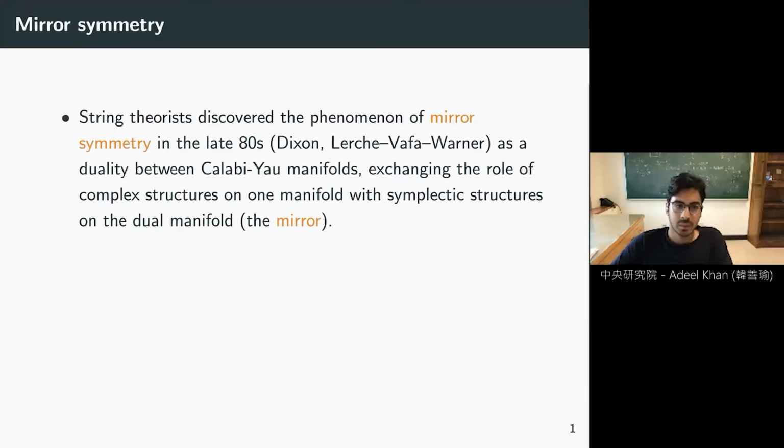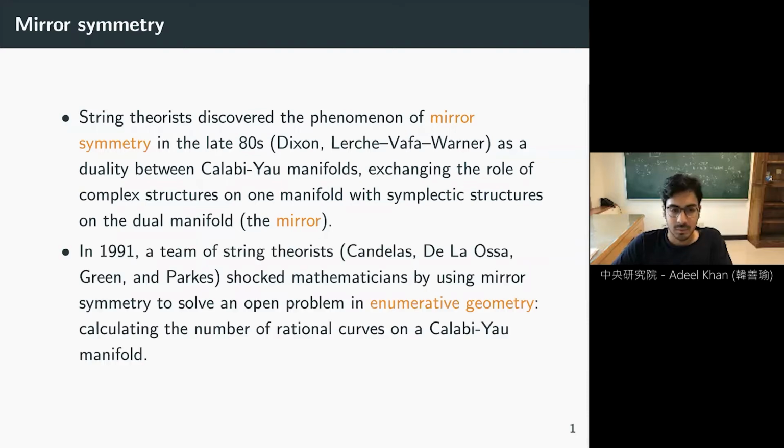My research is inspired by mirror symmetry. Mirror symmetry was discovered by string theorists in the late 80s. It predicts a duality between Calabi-Yau manifolds, where the role of the complex structure on one manifold is exchanged with the role of the symplectic structure on the dual manifold, which is the so-called mirror. This is a surprisingly powerful phenomenon.